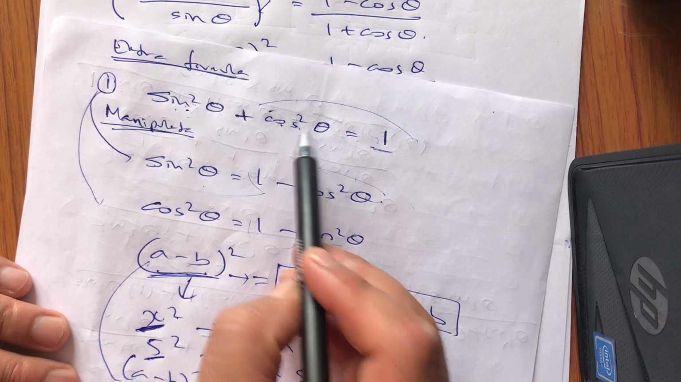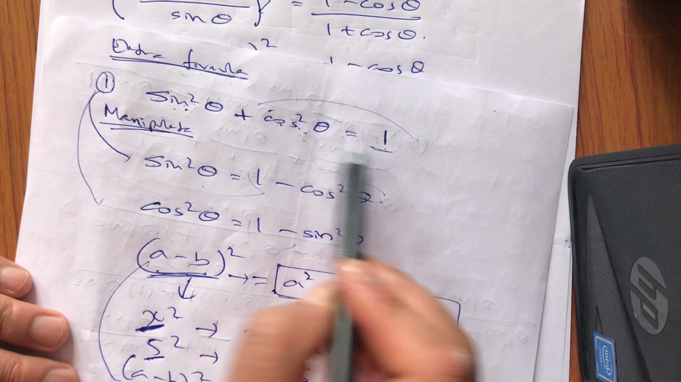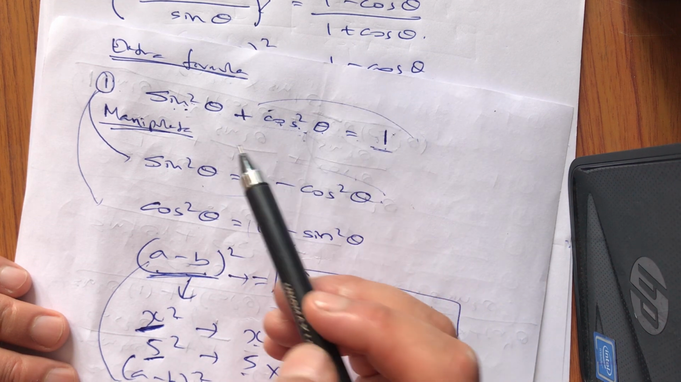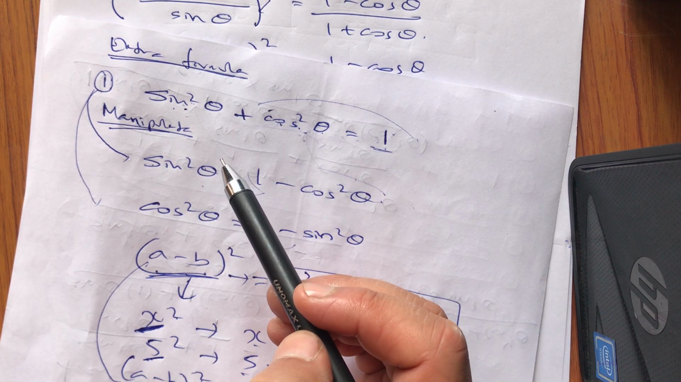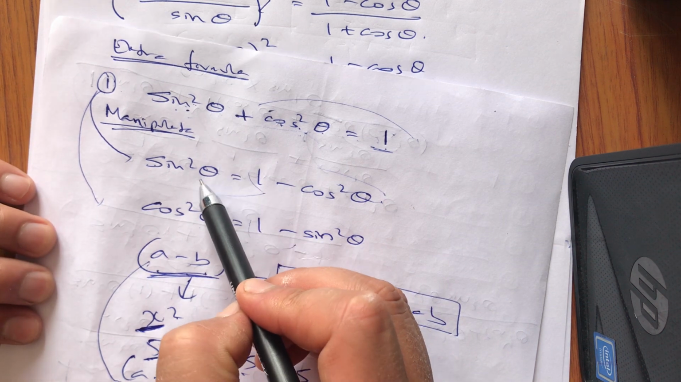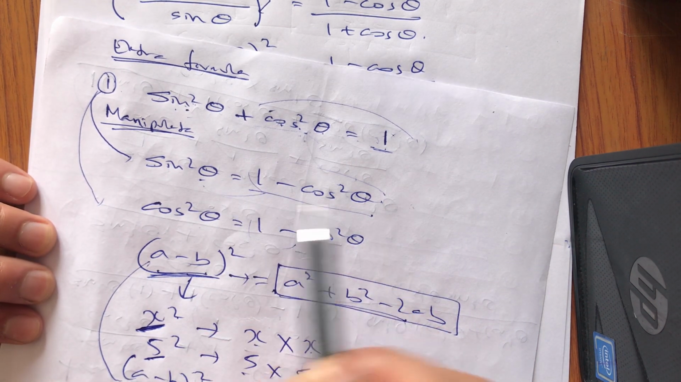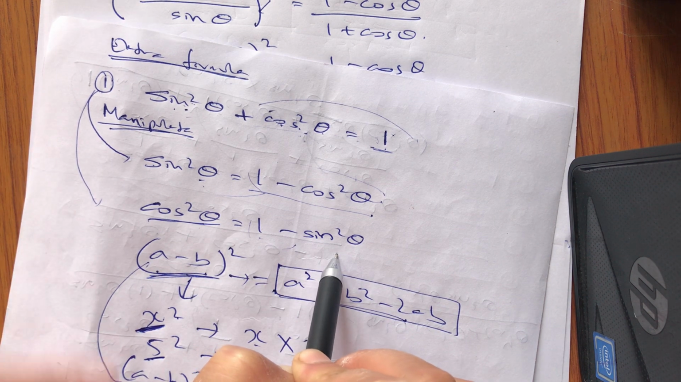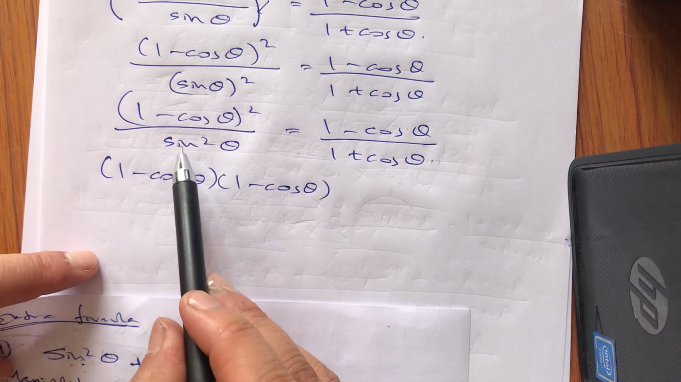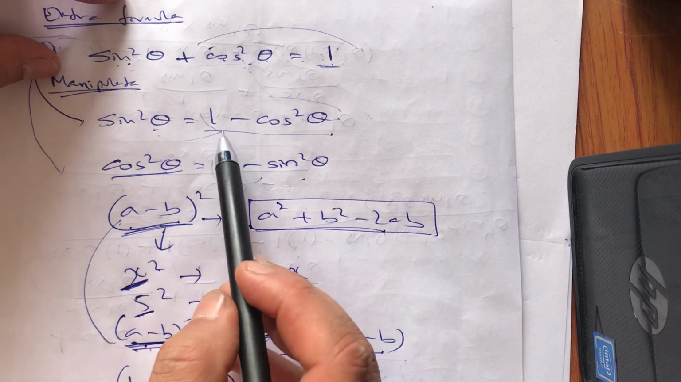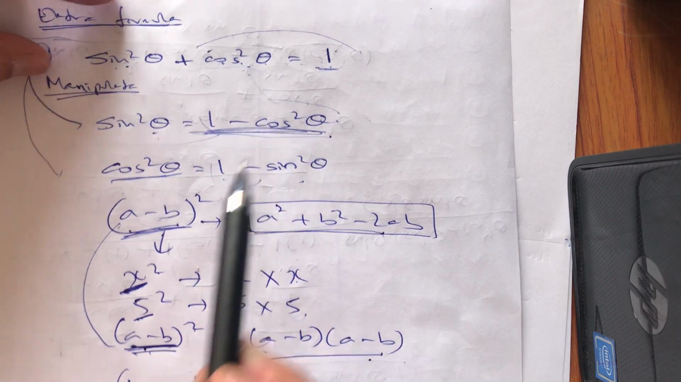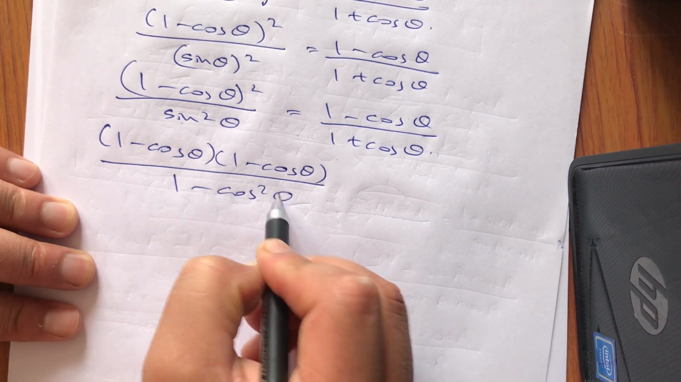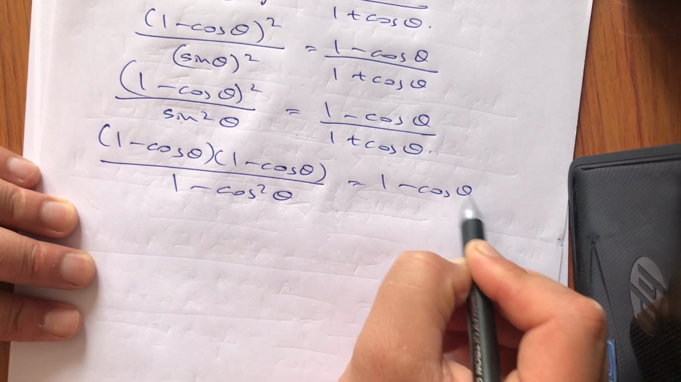Sine square theta plus cos square theta is 1. But with the same formula, as per the question, as per our requirement, we may have to manipulate the formula. Sometimes we may have to write sine square theta is 1 minus cos square theta, or sometimes we may have to write cos square theta is 1 minus sine square theta. So what do we have in the question? We have sine square theta. So sine square theta has to be written as 1 minus cos square theta.